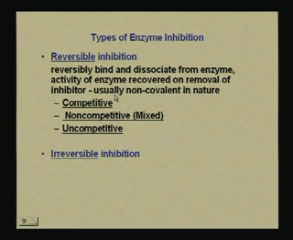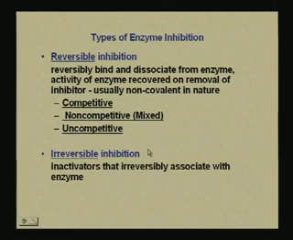We can have irreversible inhibition. In this case, you understand that the inactivators or inhibitors irreversibly associate with the enzyme, usually forming covalent bonds. Okay. So, once a covalent bond is formed, it is extremely difficult to break a covalent bond. Okay. So, there will be irreversible inhibition of the enzyme and the enzyme will be rendered inactive.